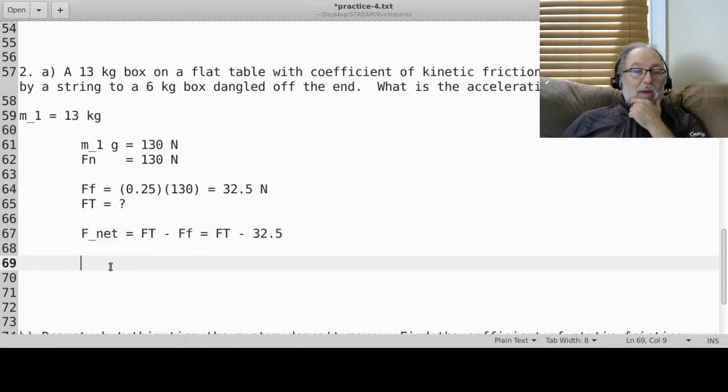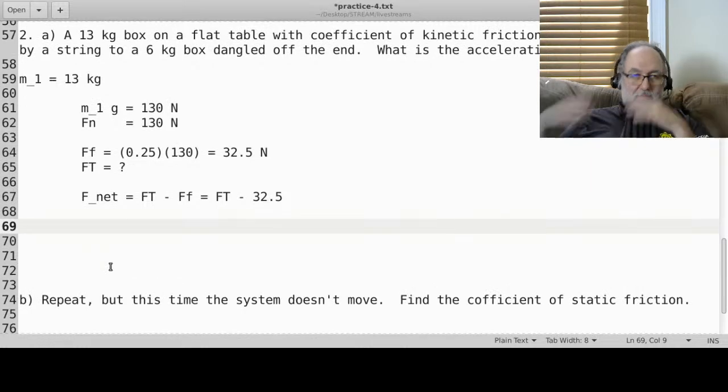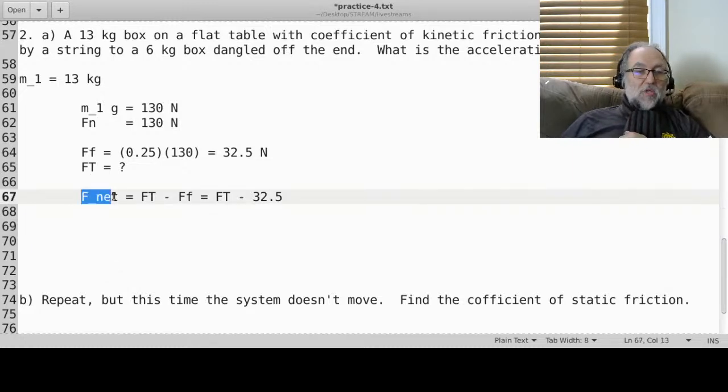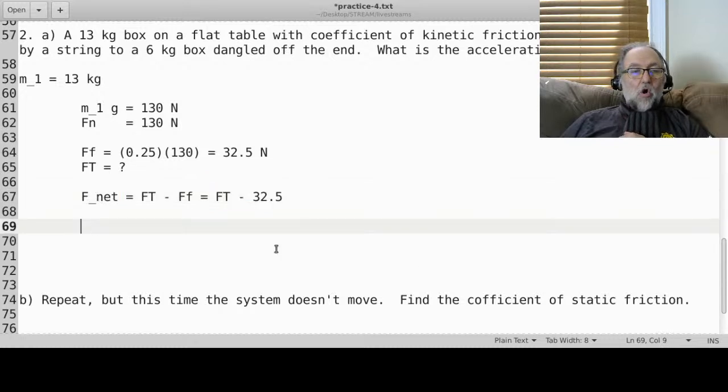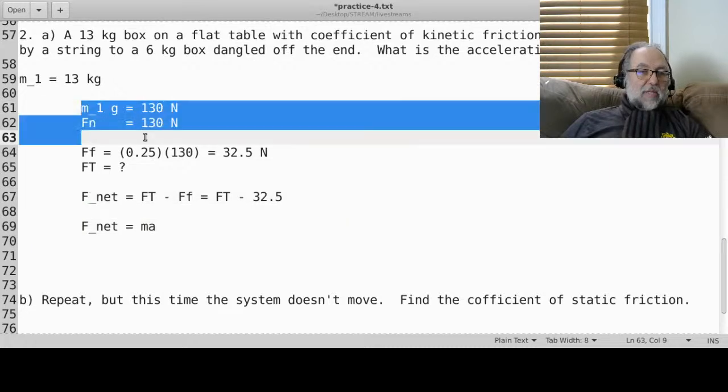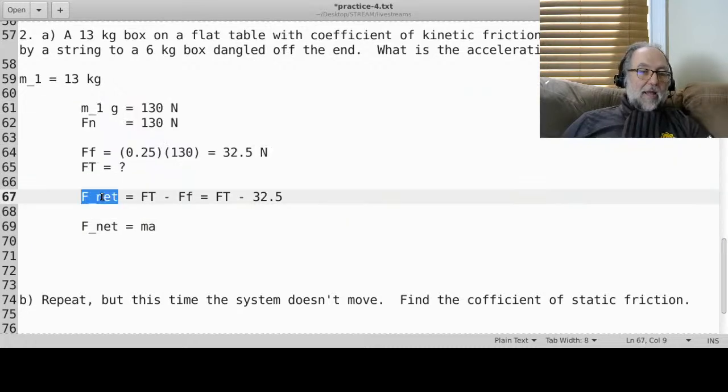At this point, you go, well, now what do I do? Having done this with students a few times, this is the point at which students usually get confused. Never forget that once you get F net, even if it's an incomplete expression like that, the whole reason you got F net was to say that F net is equal to ma, which is Newton's second law, okay? So that's why we got F net. That's why we did all of this work to get F net, and we got F net so we could set F net equal to ma.